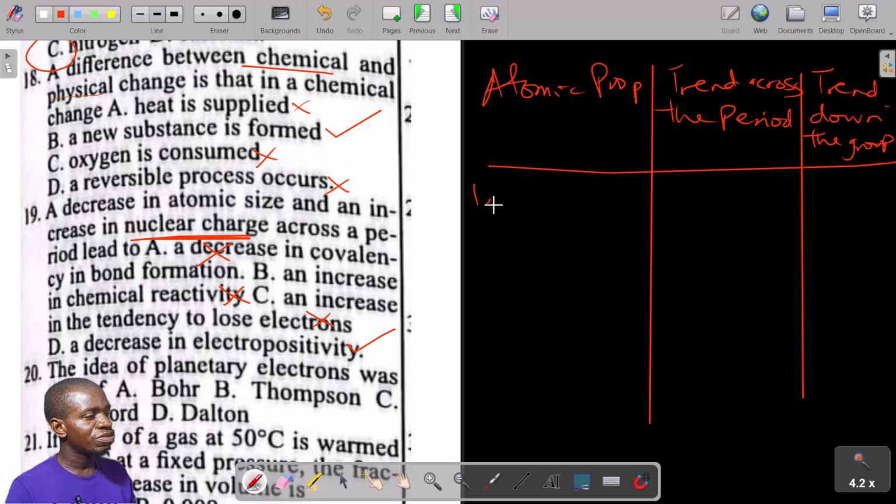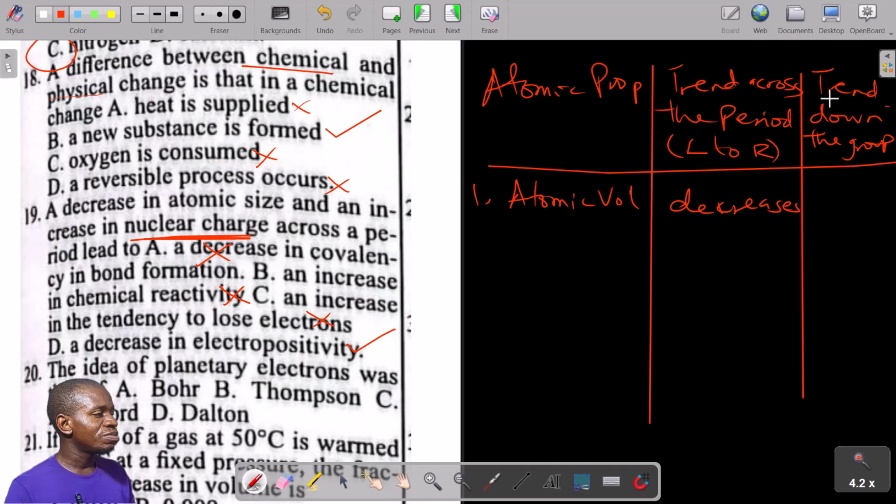Let's look at the first atomic property. The first one we are going to have is atomic volume. What happens to atomic volume across the period? It decreases. Across the period means from left to right, then down the group means from up to down of a particular group. The groups that we have are group 1, group 2, group 3, group 4, and so on.